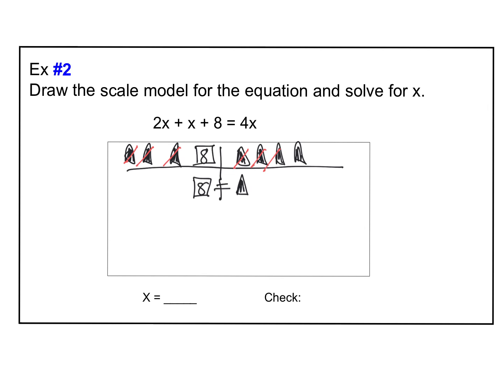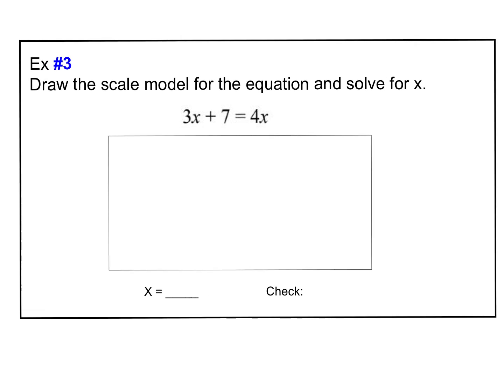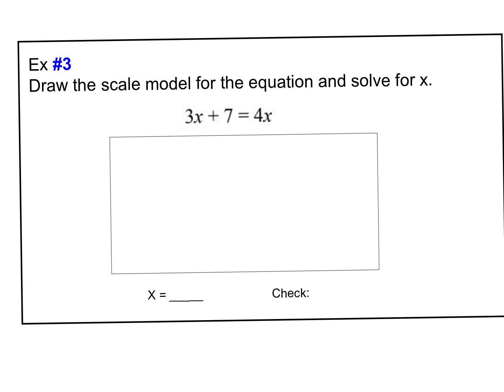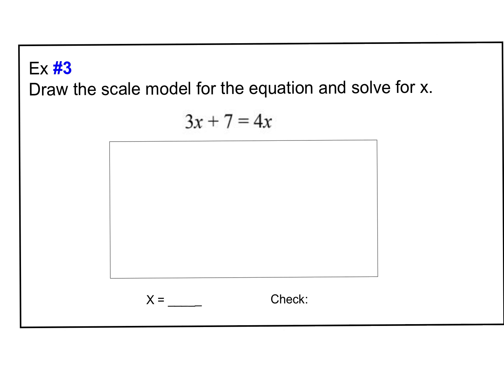And we can check that by doing 2 times 8 plus 8 plus 8 has to equal 4 times 8. 16, and then those two are 16, gives us 32. 4 times 8 is 32, which checks. So our x is equal to 8. So go ahead and do this one on your own, pausing the video, and then come back and check your work.